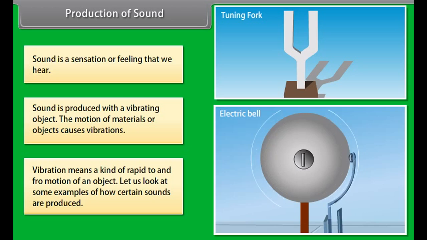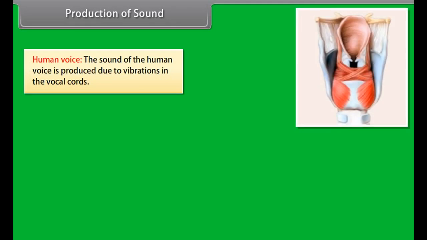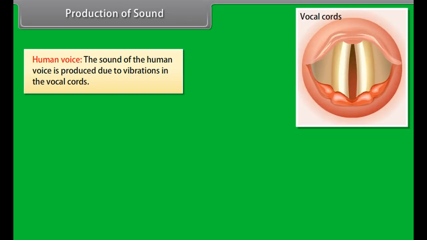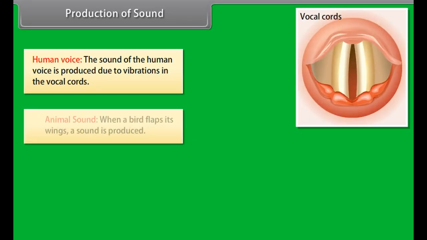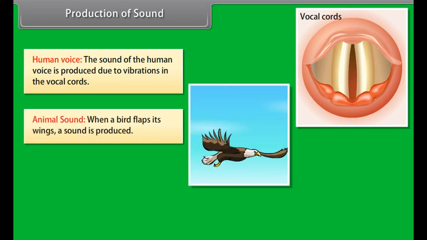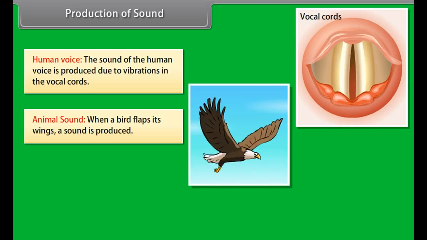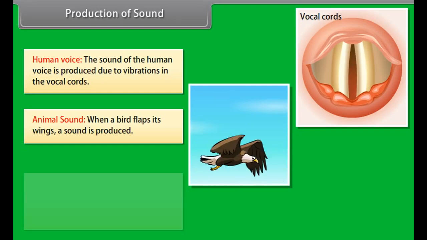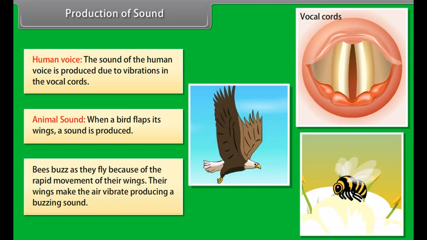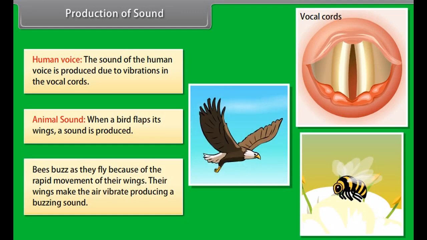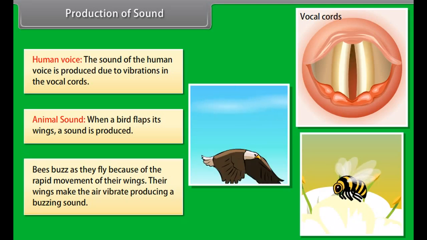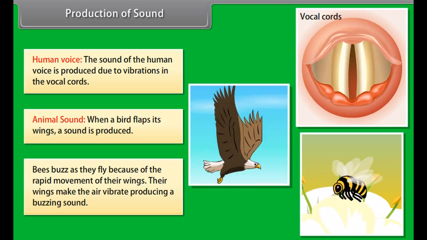Let us look at some examples of how certain sounds are produced. Human voice. The sound of the human voice is produced due to vibrations in the vocal cords. Animal sound. When a bird flaps its wings, a sound is produced. Bees buzz as they fly because of the rapid movement of their wings. Their wings make the air vibrate, producing a buzzing sound.